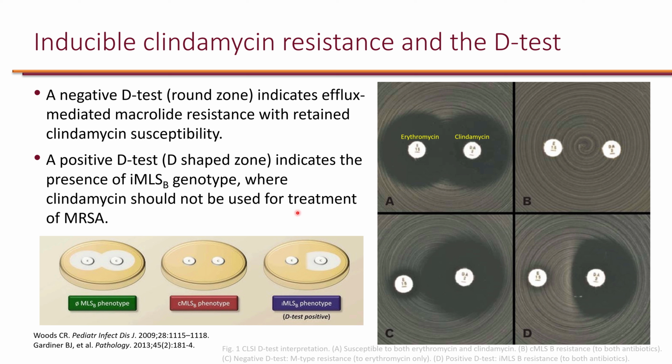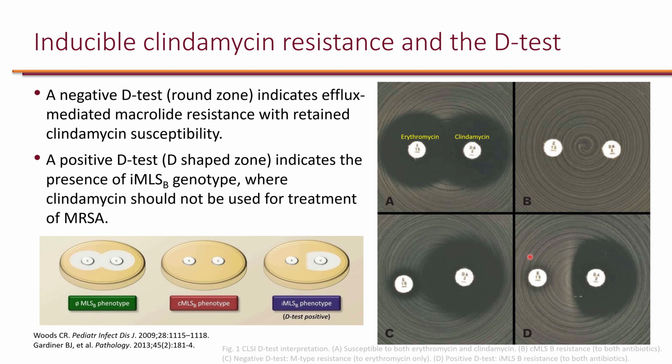Sometimes you may get, so I will use the example over here, panel C, you can see that there is a large zone of inhibition around clindamycin, but it actually has grown close to the disc of erythromycin. So panel C over here shows resistance to erythromycin, but susceptible to clindamycin. Now that's how it normally should be, right?